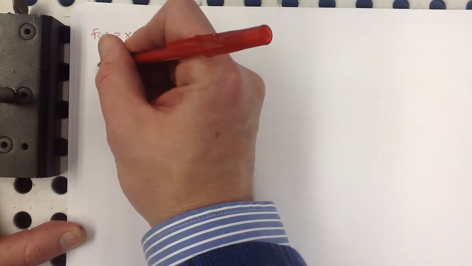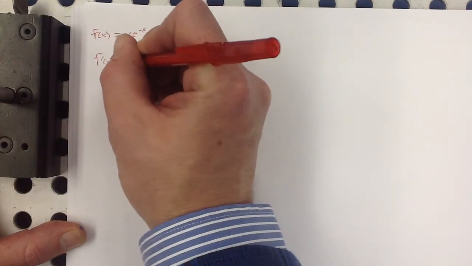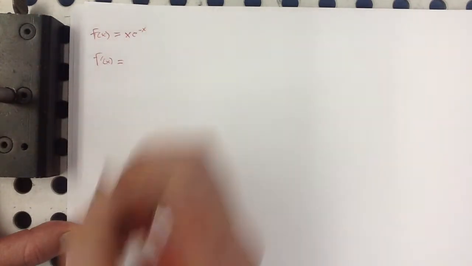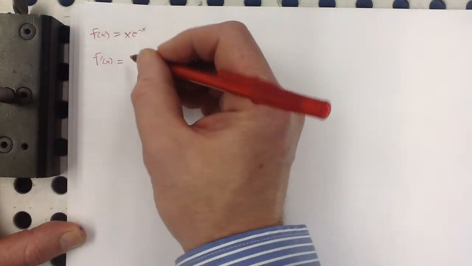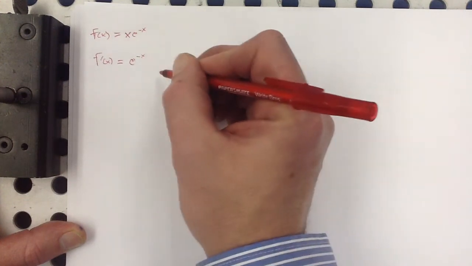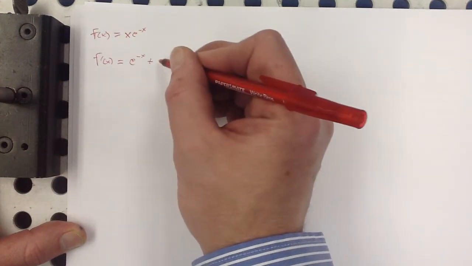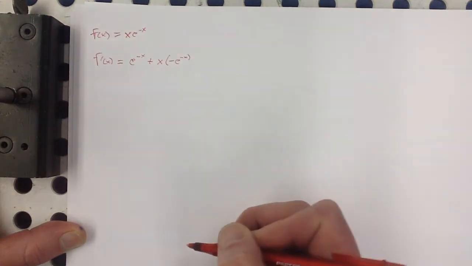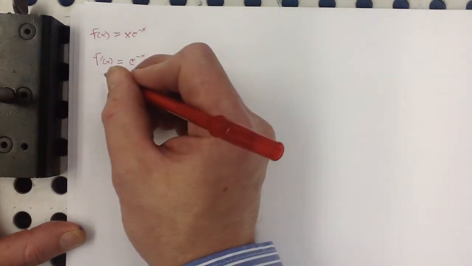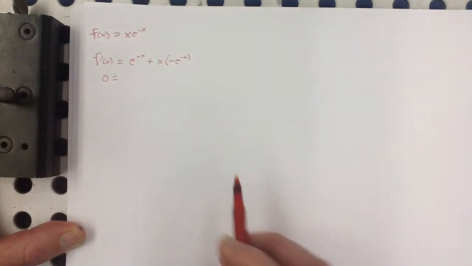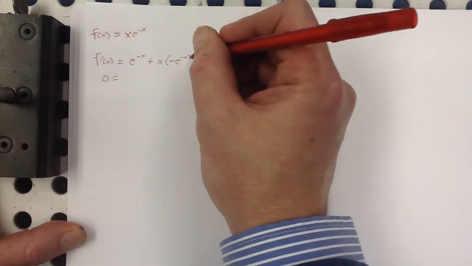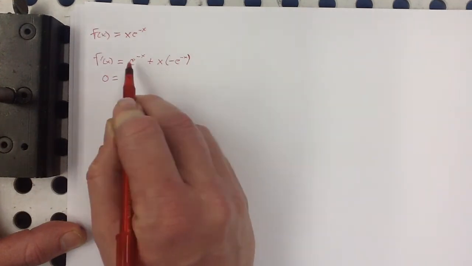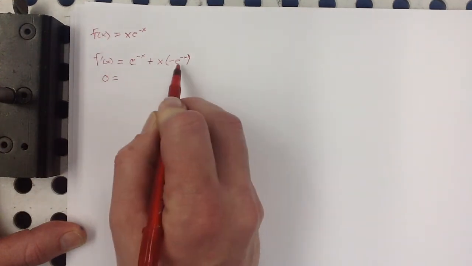Okay, so first we're going to examine the first derivative. Using the product rule, derivative of the first times the second plus the first times the derivative of the second. Now I'm going to set that equal to 0. And notice when I set that equal to 0, I can factor out an e to the negative x.